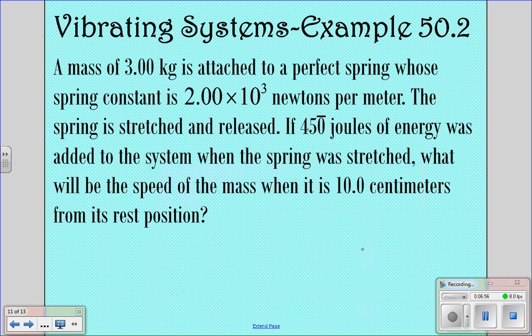We've got a mass of 3 kilograms attached to a perfect spring whose spring constant is 2.00 times 10 to the third newtons per meter. The spring is stretched and released. If 450 joules of energy was added to the system when the spring was stretched, what will be the speed of the mass when it is 10.0 meters from its rest position?